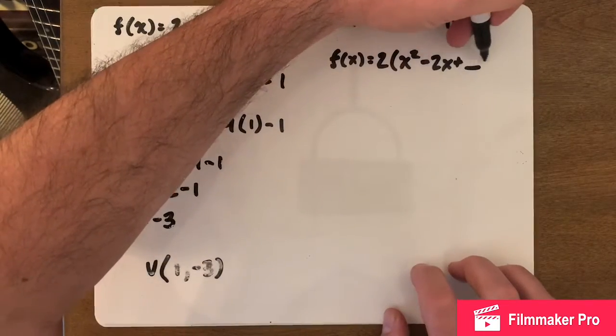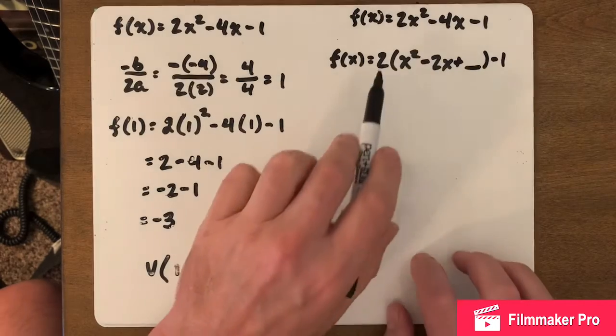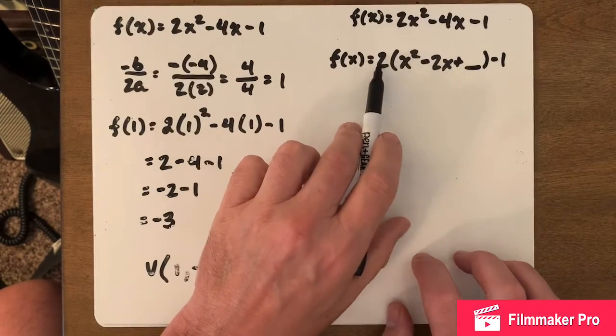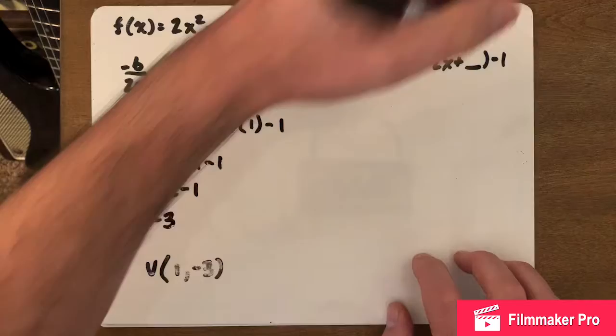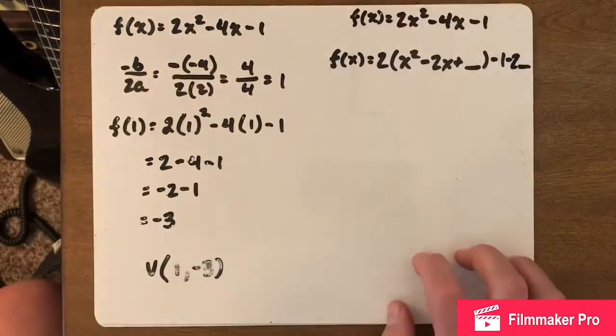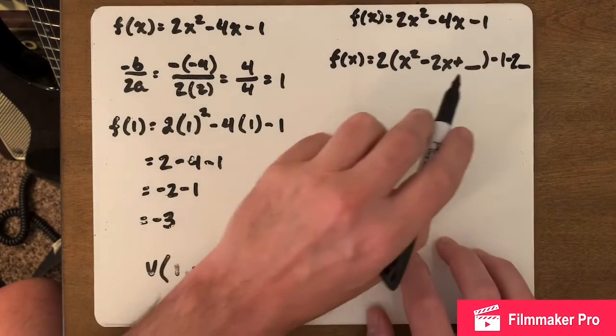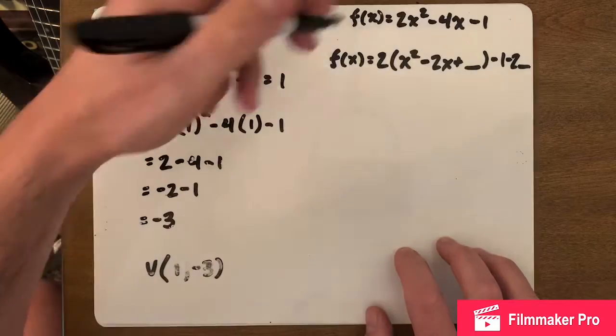Plus blank, minus 1, and then now I've got an extra 2 here. And it's really 2 times blank if you think about it. So I need to actually subtract 2 times the blank right here. And I've run out of room. I should have moved it over a little bit, but that's okay. So what goes into blanks? All right, let's find out.